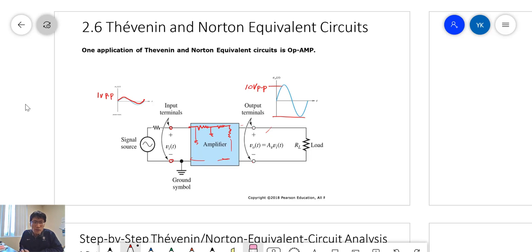So here, those things, the Thevenin equivalent circuit, you can use it. Okay.